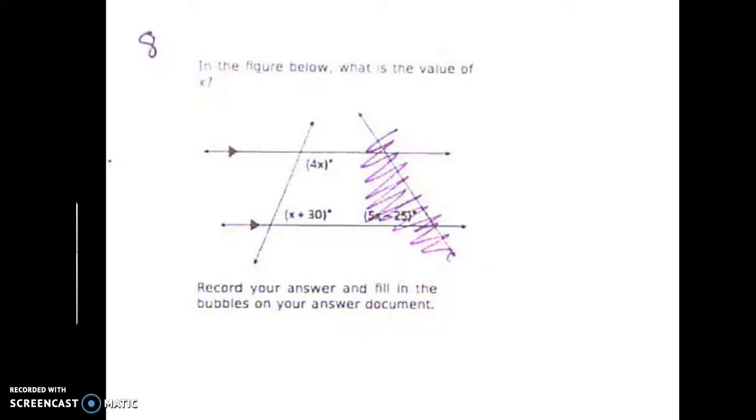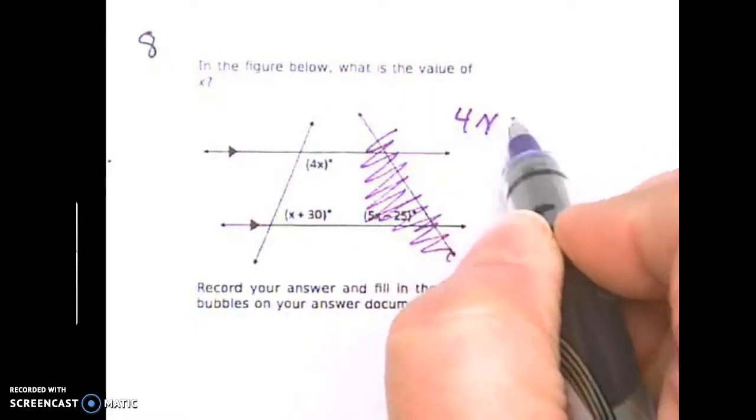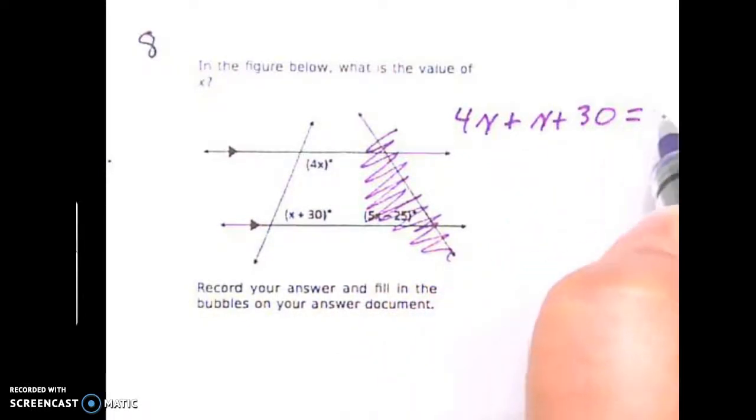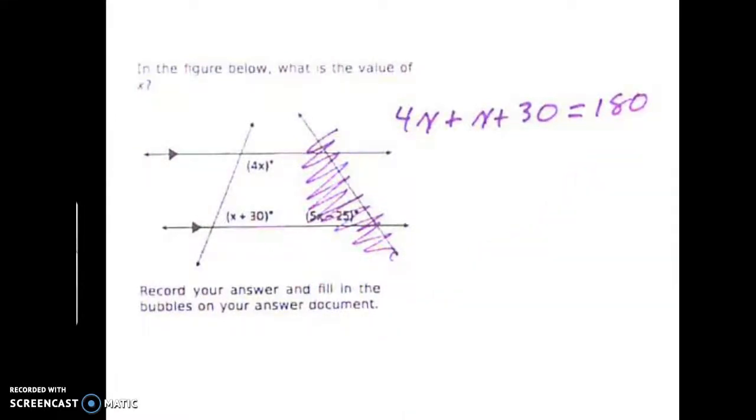I realize that these angles are not congruent to each other, and in parallel lines, if the angles are not congruent, then they have to be supplementary. So I know that my two angles together have to add up to equal 180 degrees. So algebraically, I'm going to solve the problem 4x plus x plus 30 equals 180. At this point, you could use your calculator and get your answer for what is x.